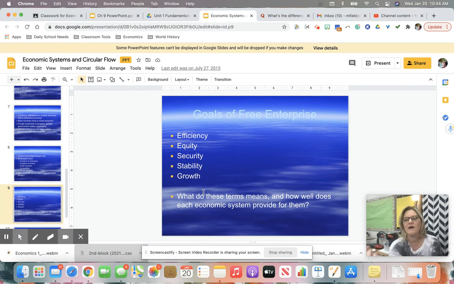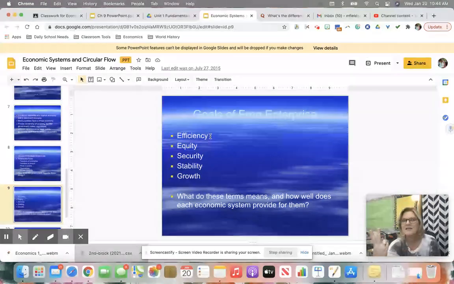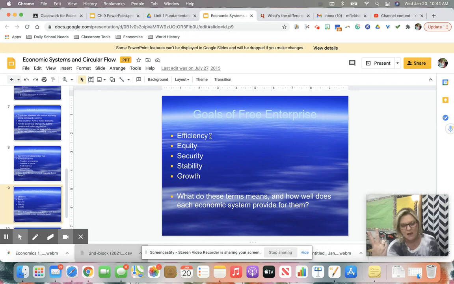The goals of a mixed economy, a free enterprise economy, are to be efficient. That means to operate without waste. To be equitable, that means to be fair and just. It doesn't mean equal, but it means similar.